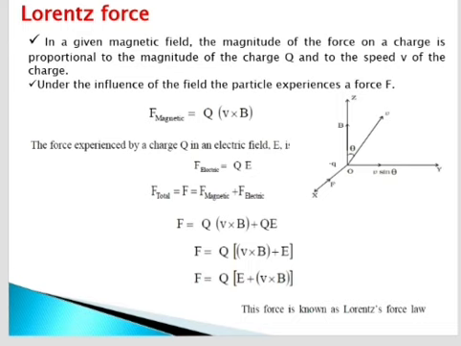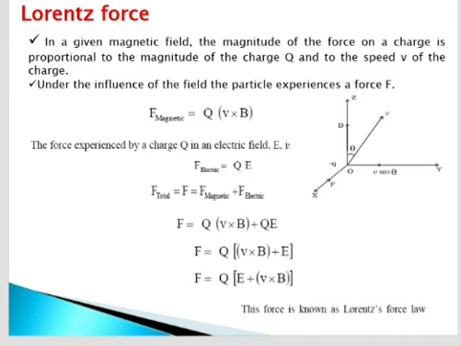In a given magnetic field, the magnitude of the force on a charge is proportional to the magnitude of the charge Q and to the speed V of the charge. Consider a uniform magnetic field of induction B acting along the z-axis. A particle of charge Q moves with a velocity V in the YZ plane, making an angle theta with the direction of the field. Under the influence of the field, the particle experiences a force F.